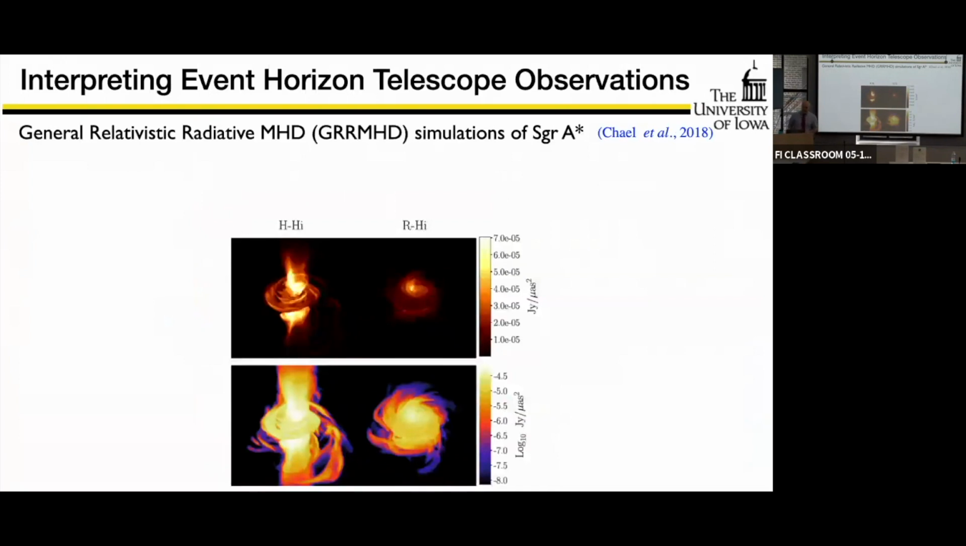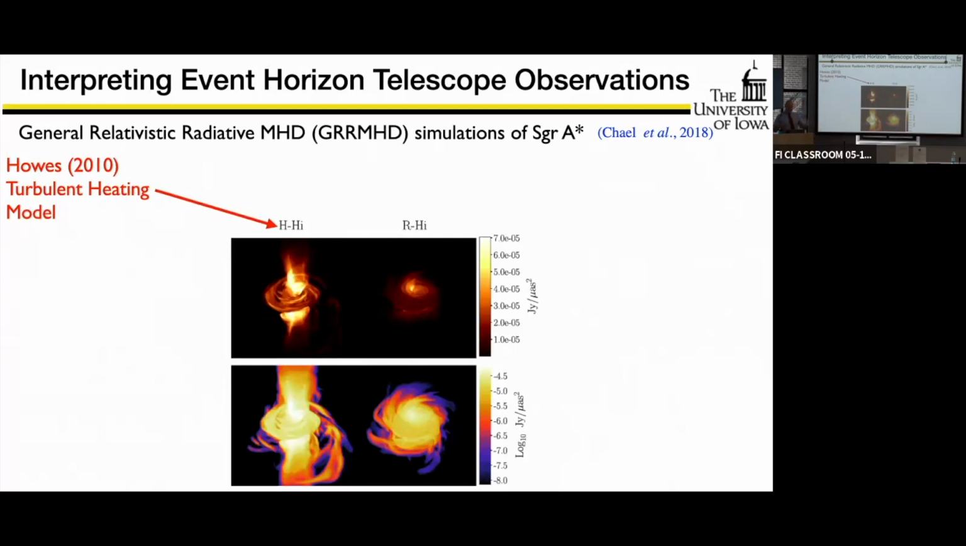Okay, so why do we need this? Why do we care, right? Well, here's an example of a general relativistic radiative MHD simulation of Sagittarius A star. We have two simulations. They're identical with one difference: they use a different prescription for where the energy goes when the turbulence dissipates, whether it goes to the ions or the electrons, and what the nature of that heating is.